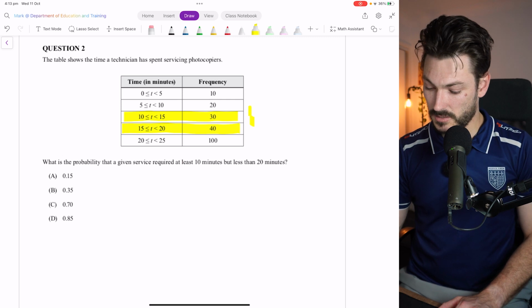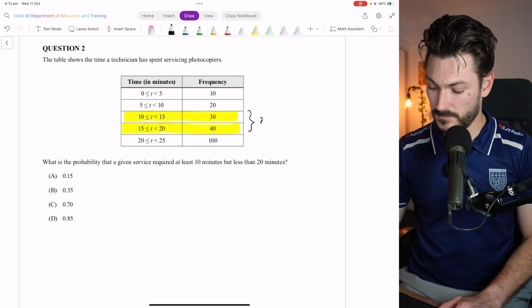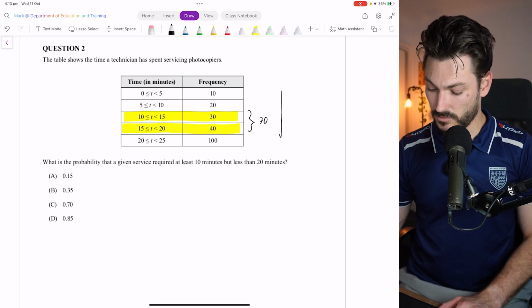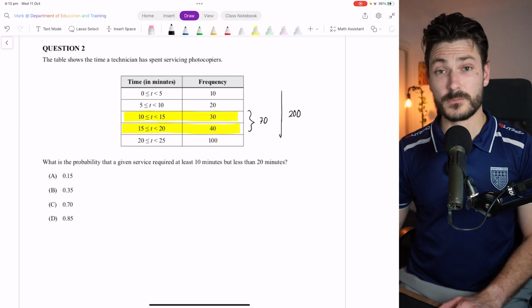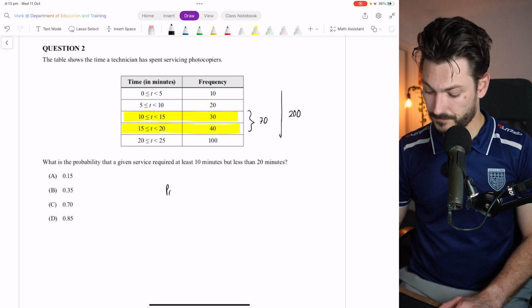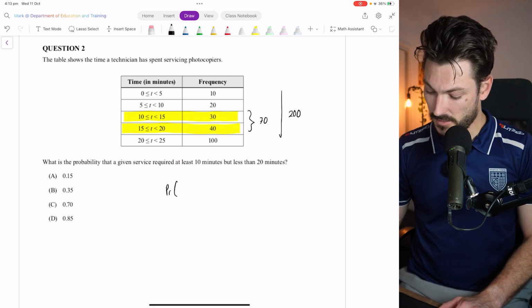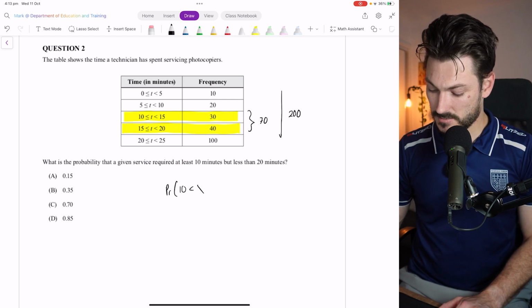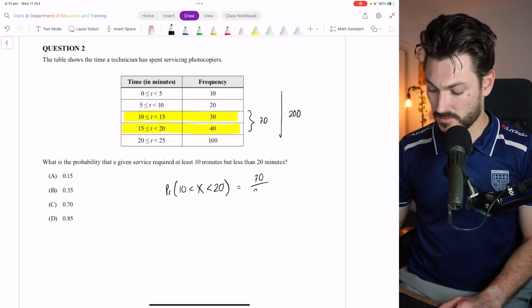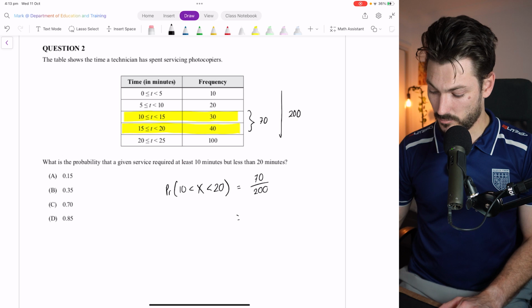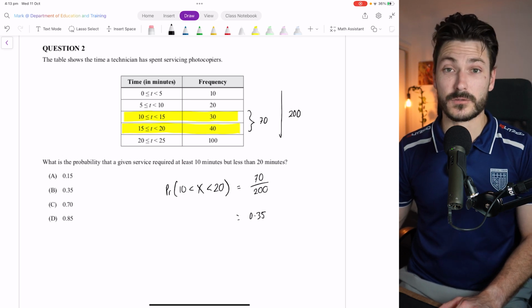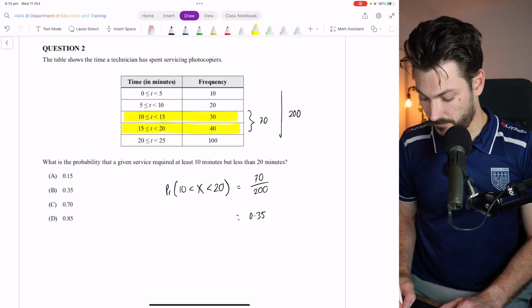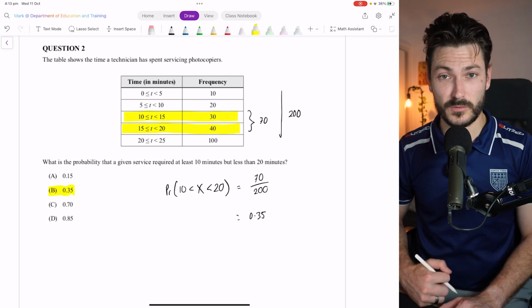So the total frequency here is 70, and in general, the entire total, if I add it up, it looks to be about 200. So therefore, the probability of x being at least 10, so 10 less than x less than 20, is going to be 70 frequency out of a possible 200, which as a decimal, if you divide them both in half, 0.35, and we've got B. All right, moving on to question 3.